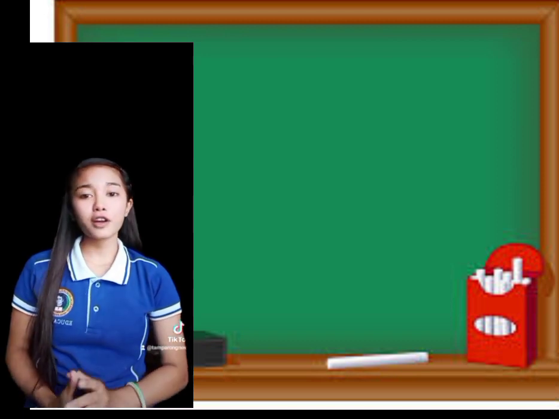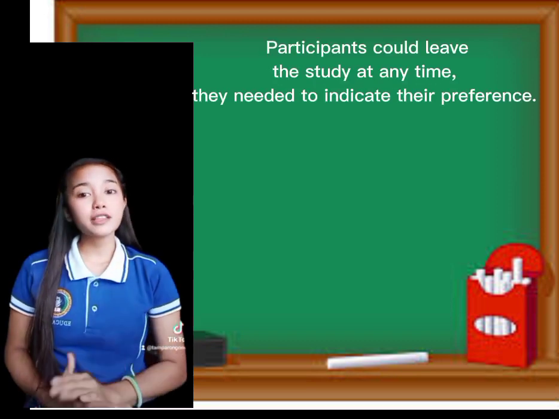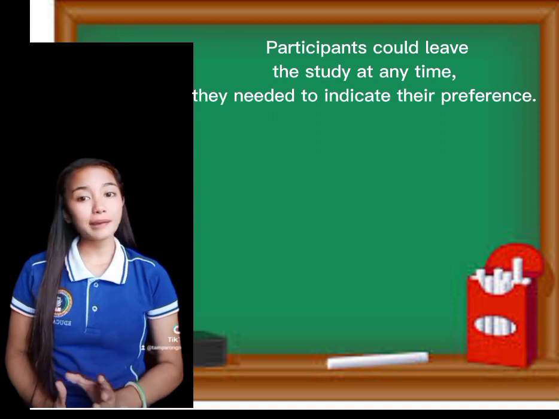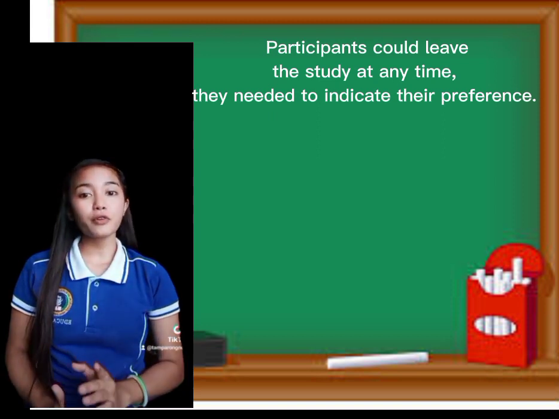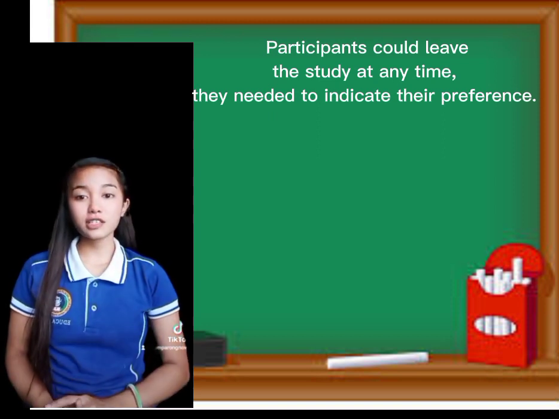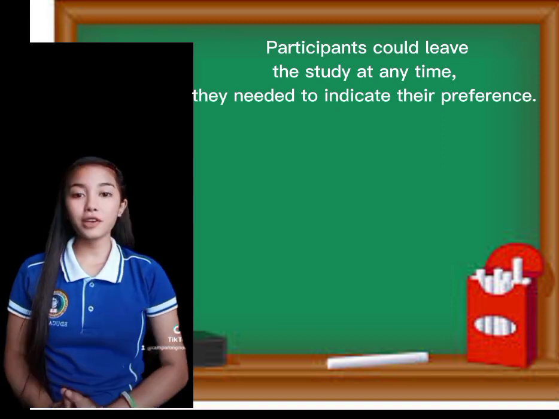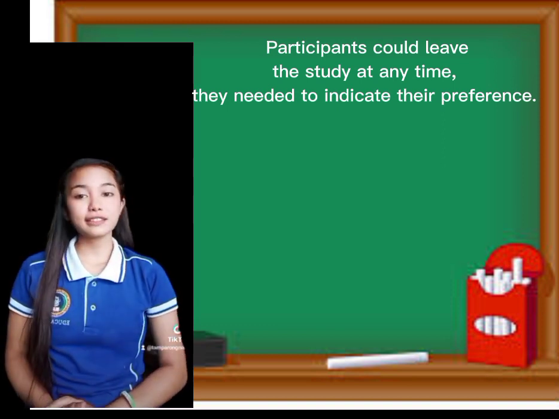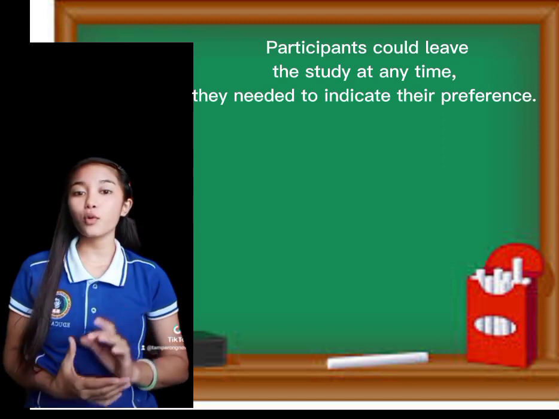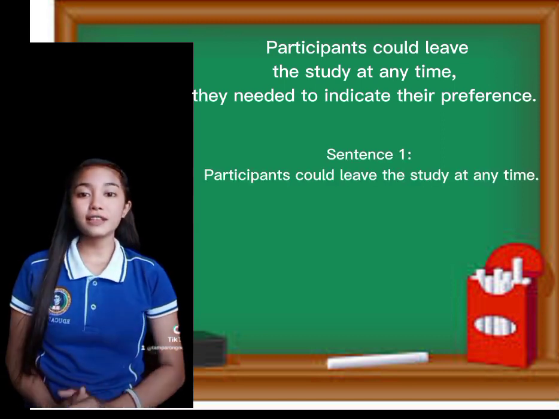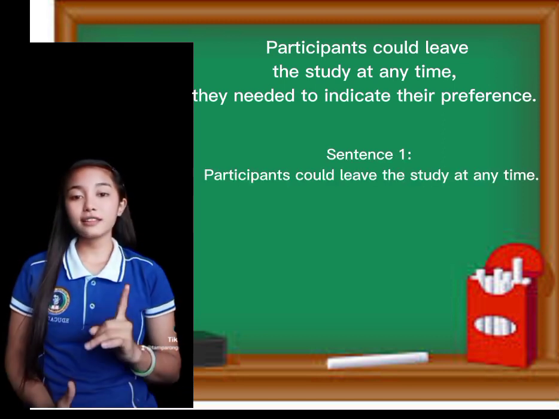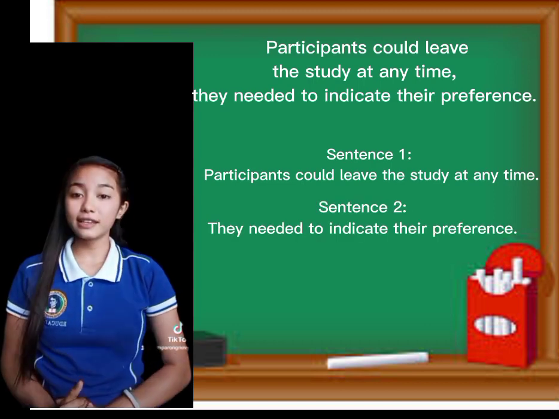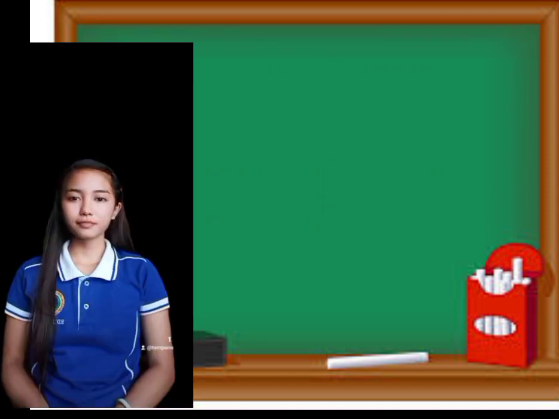For example of a comma splice, participants could leave the study at any time they needed to indicate their preference. In this situation, you can correct it by putting a period and making it 2 sentences. For example, sentence 1, participants could leave the study at any time. Sentence 2, they needed to indicate their preference.